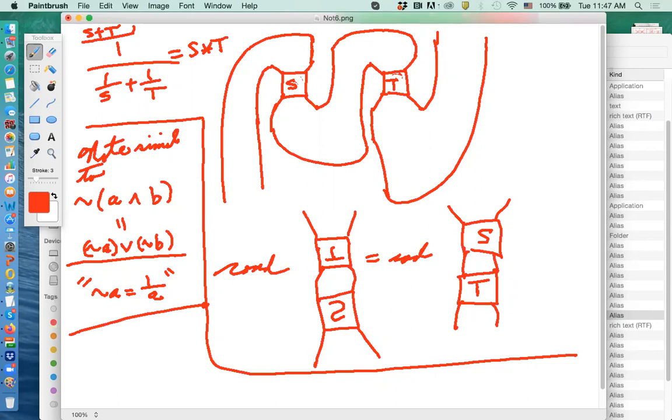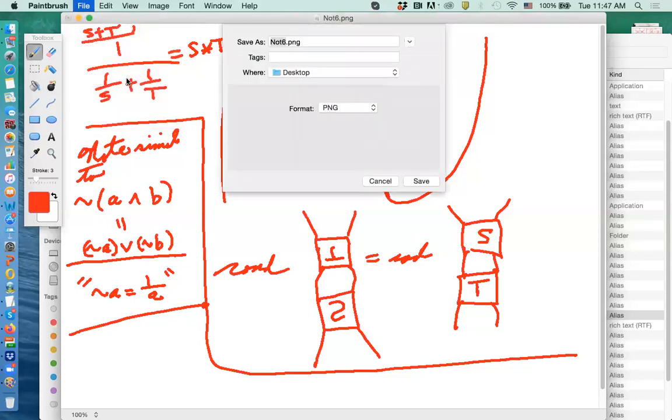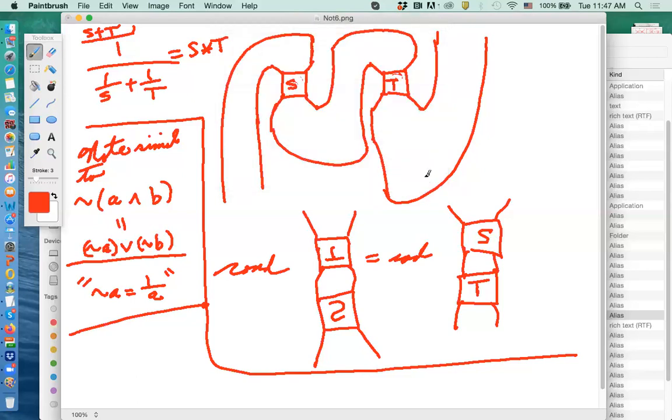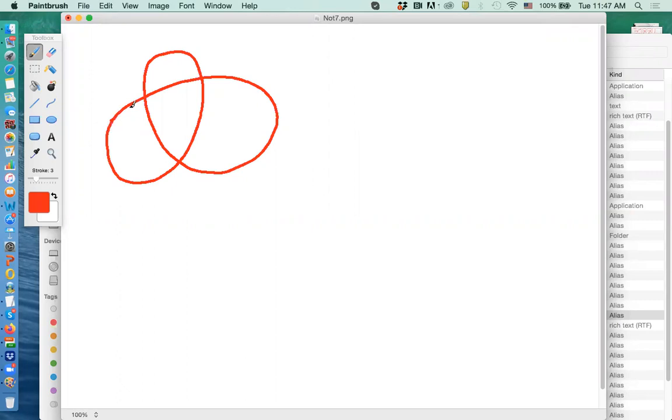There's more to say here, but let me go on to, let's go back to the knot diagrams. Let's see. Yeah, we have enough time to talk about these things.